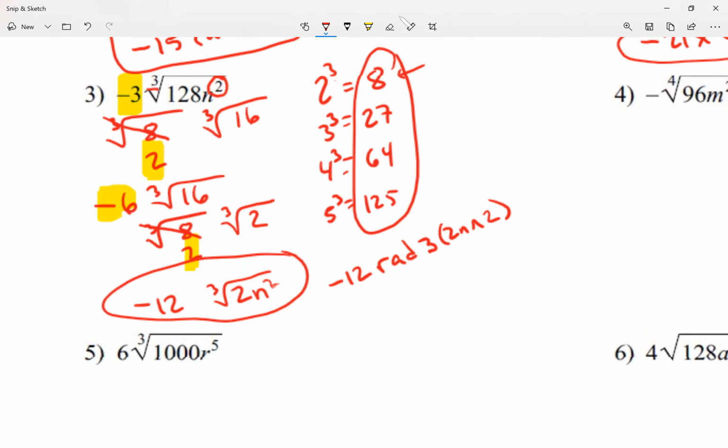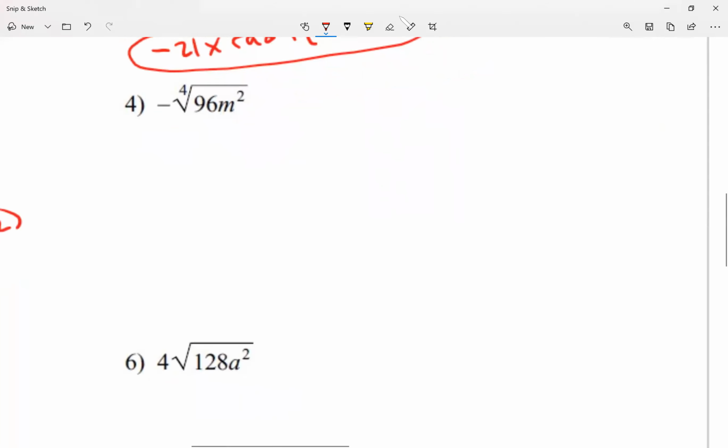All right, that's not bad. Let's take a look at question number 4. The root is 4, right? So let me think of my exponents to the 4th. I want to know what's 2 to the 4th, what's 3 to the 4th, what's 4 to the 4th. Let's see, so 2 to the 4th is 16. 3 to the 4th is 81. 4 to the 4th is 256.